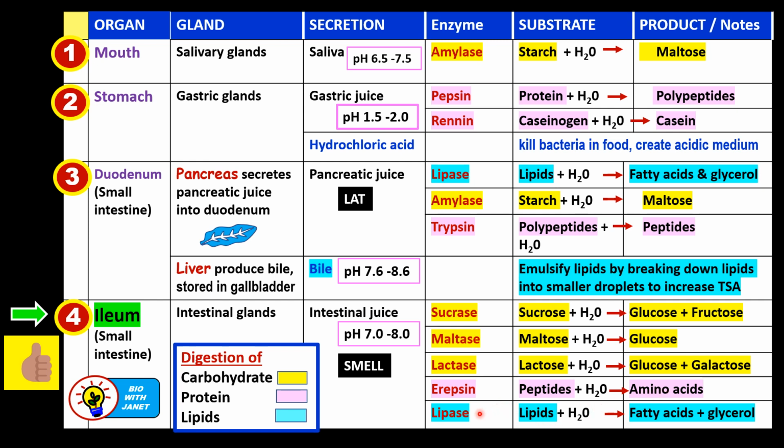And then there is again lipase, as in the duodenum. So this lipase is secreted by the intestinal juice, and it hydrolyzes the lipids in the ileum to form fatty acids and glycerol. Okay, so the digestion of lipids is only one step where the enzymes are concerned. Okay, lipids are digested straight away to form fatty acids and glycerol. All right.